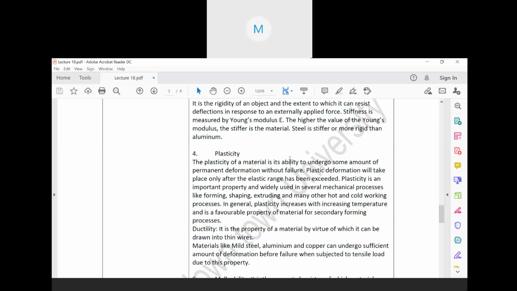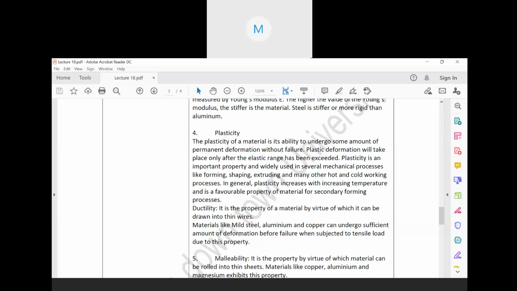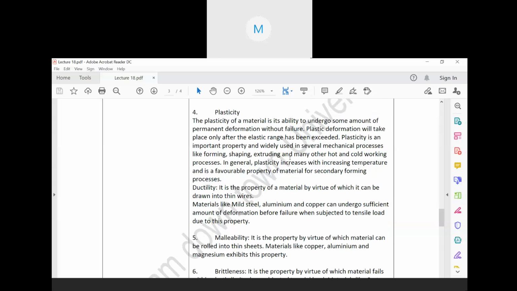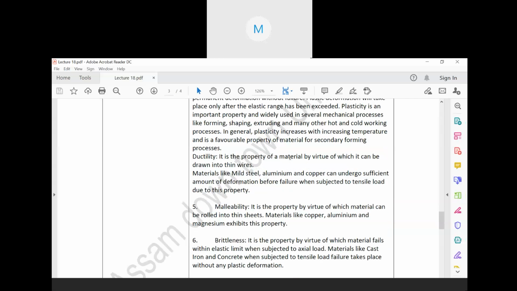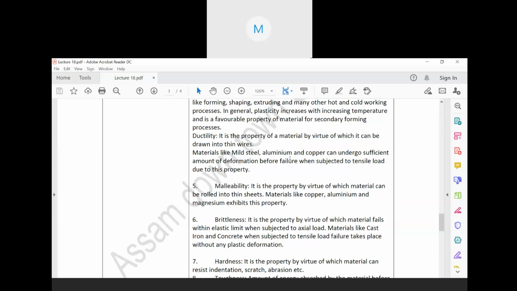That means in an elastic material, it will come back to its original state, but in plastic, it will not come back to its original state. So this is known as the plasticity of a material. Then ductility is the property by virtue of which a material can be drawn into wires. That is known as ductility.